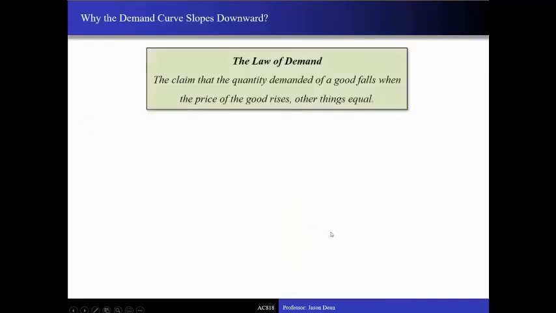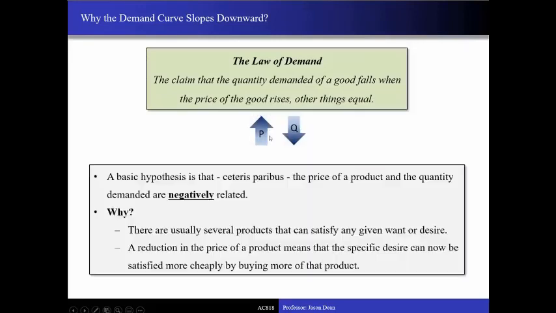And so if any of those other things change, we shift the curve, and we'll talk about that in a moment. Again, we're not going to get into the details, but there's an inverse relationship. That's the law of demand. We're not going to show you where the law of demand comes from, but you just need to know it. It says that the quantity demanded of a good falls when the price of the good rises, other things equal. So inverse relationship.